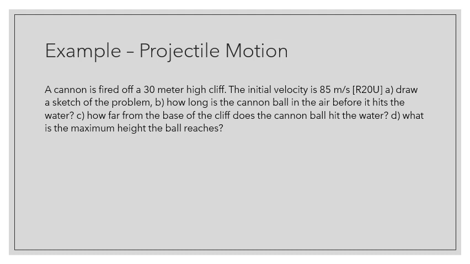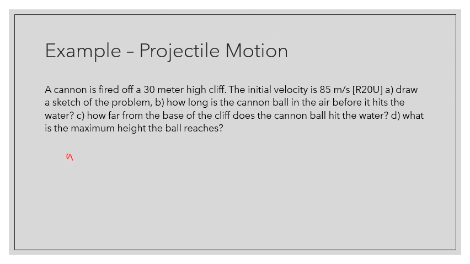So this is an example of a projectile motion question. A cannon is fired off a 30-meter high cliff. The initial velocity is 85 meters per second, right 20 degrees up. First, draw a sketch of the problem. Then we have to find out how long the cannonball is in the air before it hits the water, how far from the base of the cliff the cannonball hits the water, and what's the maximum height the ball reaches. Alright, so first we're going to start off with a sketch.